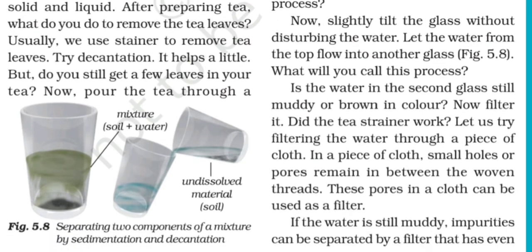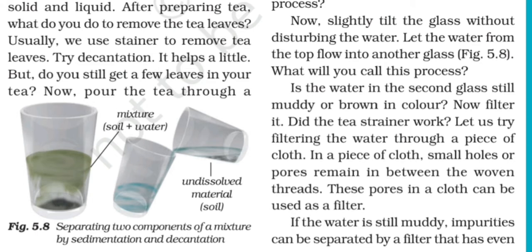Is the water in the second glass still muddy or brown in color? You might find that some of the water is muddy or brown in color. It is not separated clearly. You will not get clear water. Now what will you do? Now filter it. Did the tea strainer work?